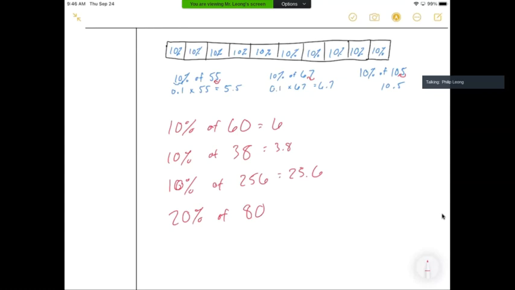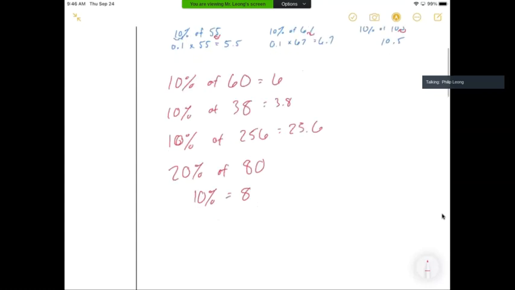Right? So think about it, right? 10% is equal to 8, right? So 20% is equal to 16. Yeah? See how easy that is? Right? How about this one?